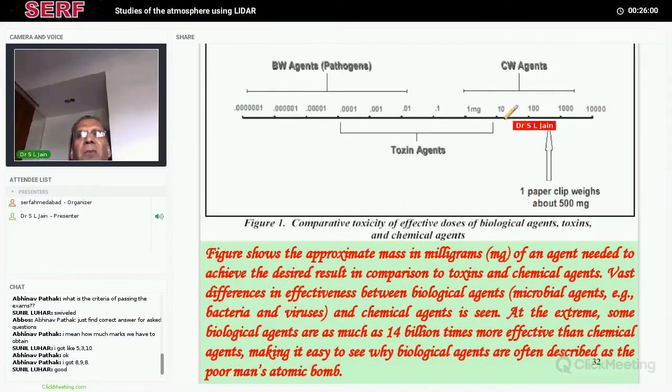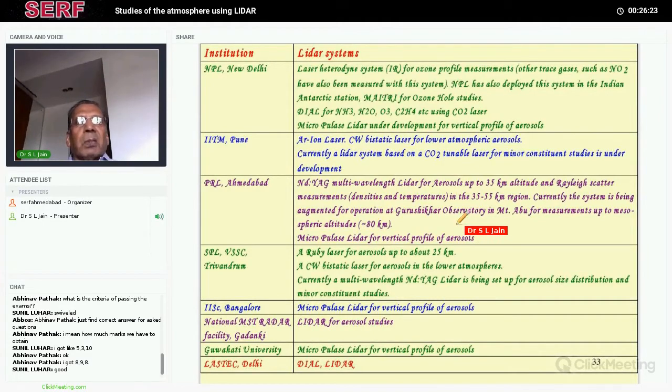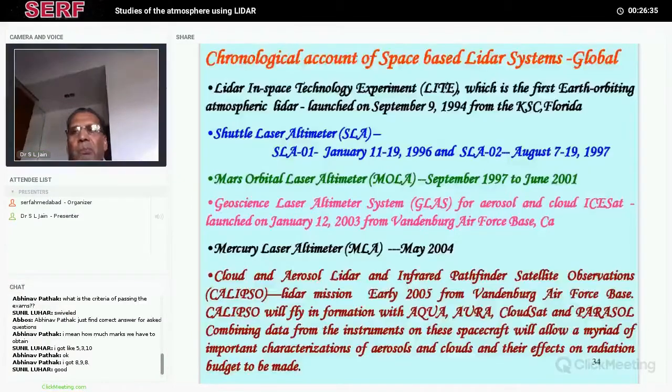So that's why nowadays efforts are being made to have a LIDAR system to detect biological agents in the atmosphere and to give warning to the people beforehand. I already talked about the activities in different laboratories in India and what types of LIDARs they have. So these are the different laboratories in India having different types of LIDARs and their activities.